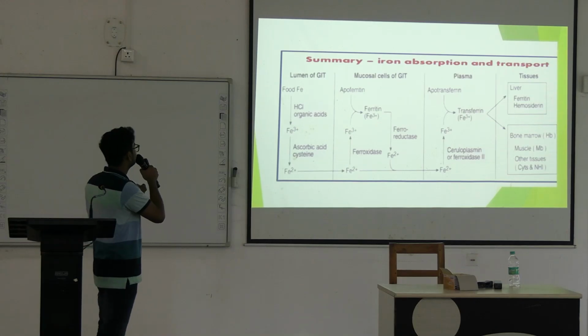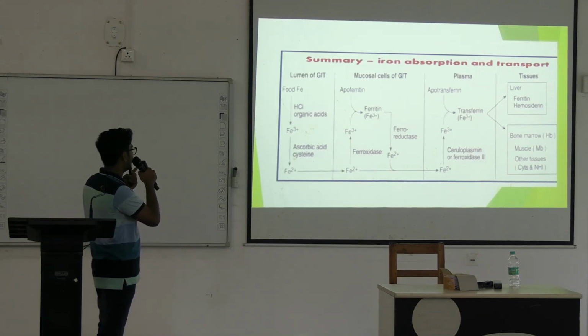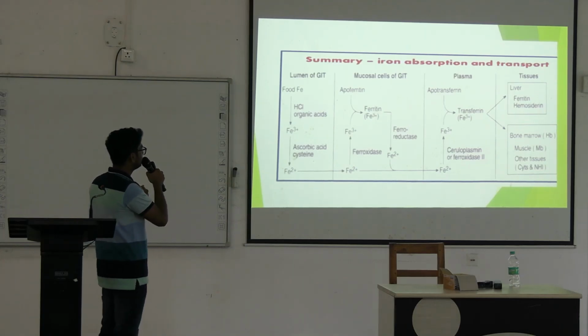This is a small summary table. We can see that in the lumen of the GIT, iron present in food is converted by HCl and organic acids into ferric ion, then ascorbic acid and cysteine convert it to ferrous ion.